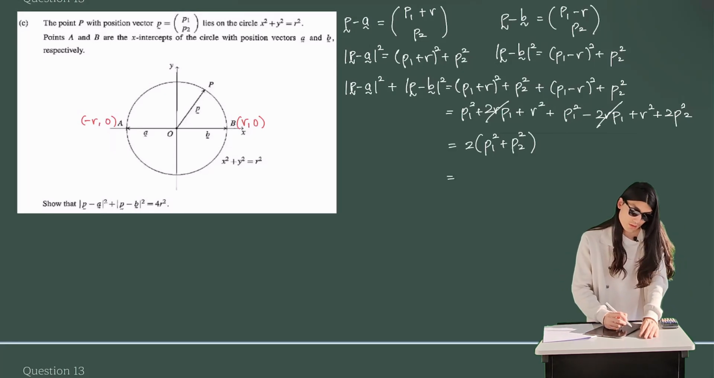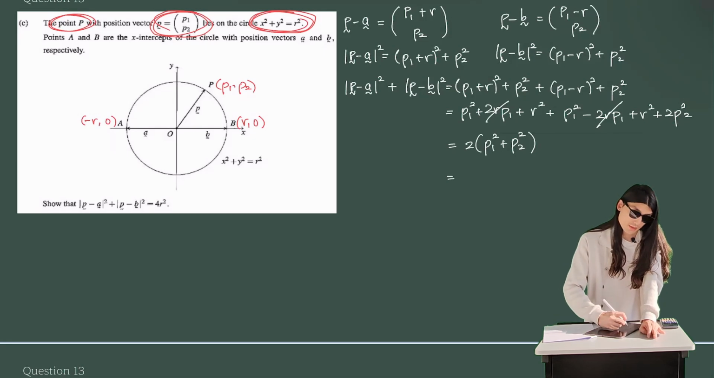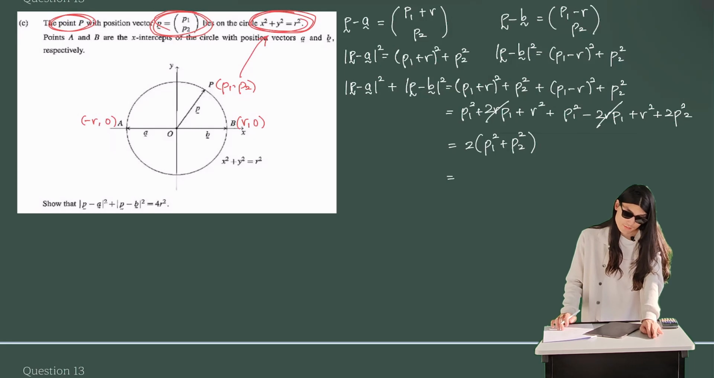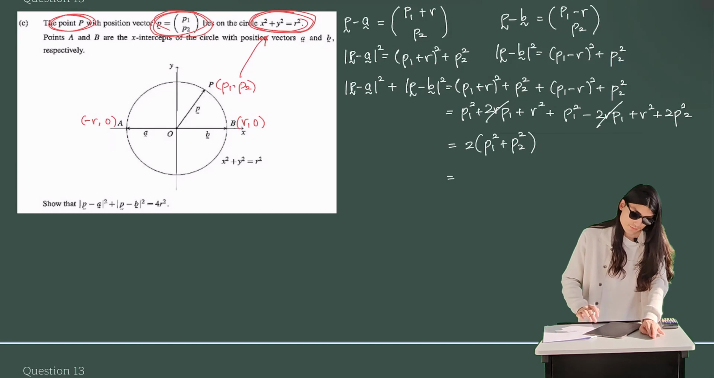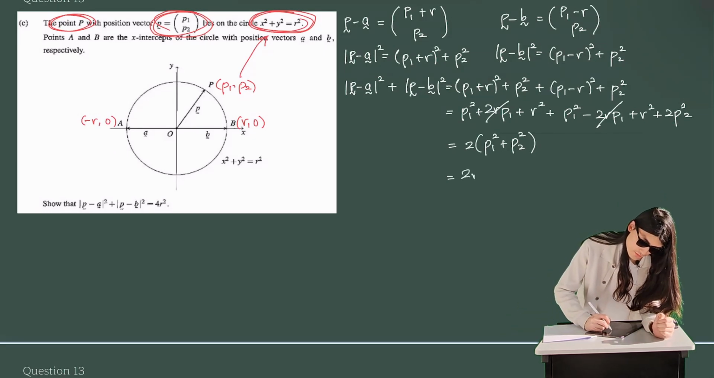Because we know that point P with this position vector lies on this circle. So if you substitute in the coordinates of point P, which is P1, P2, into the equation of the circle, the equation should satisfy. Okay, if you sub this in to x and y respectively. So P1 squared plus P2 squared should give R squared, shouldn't it? So 2R squared.